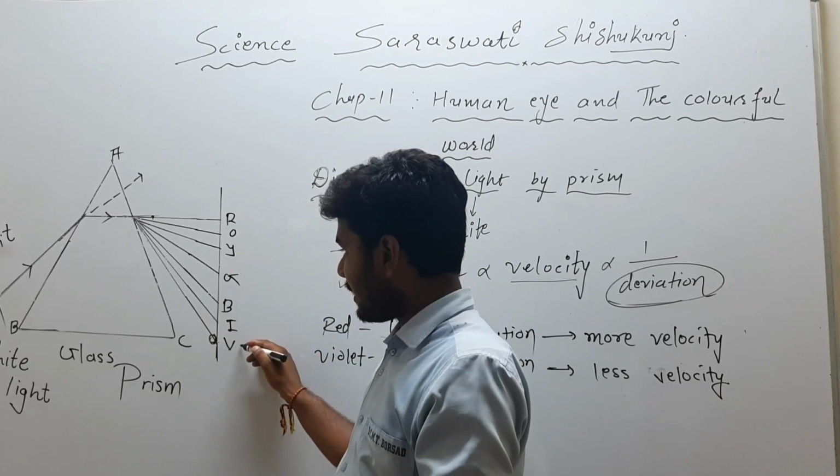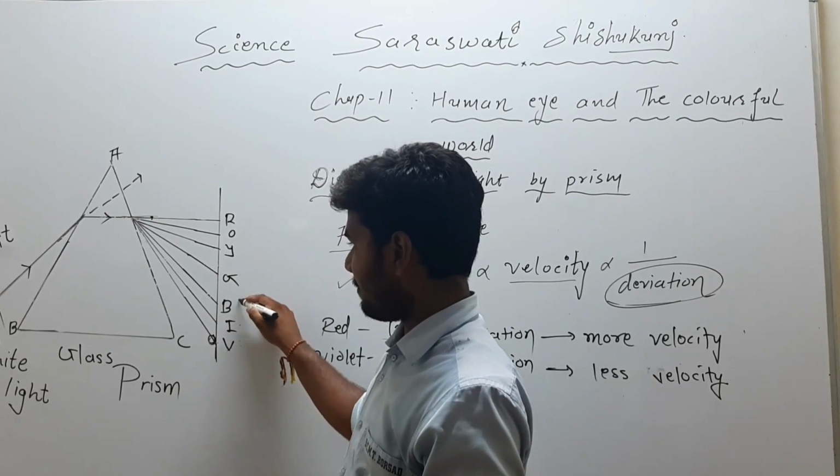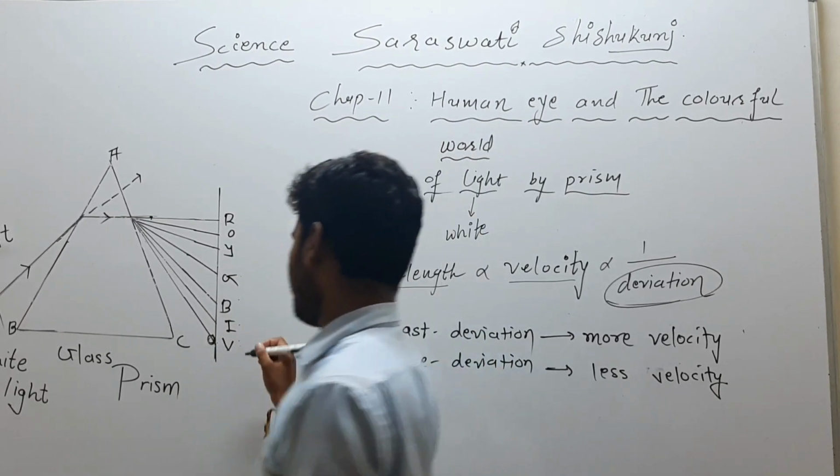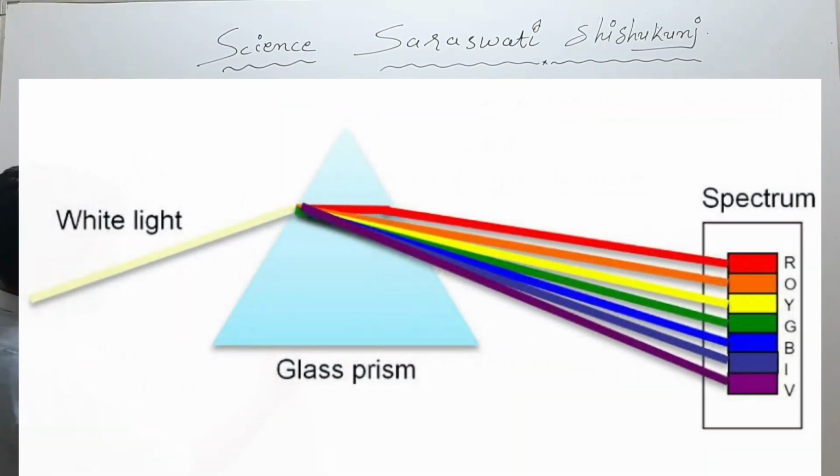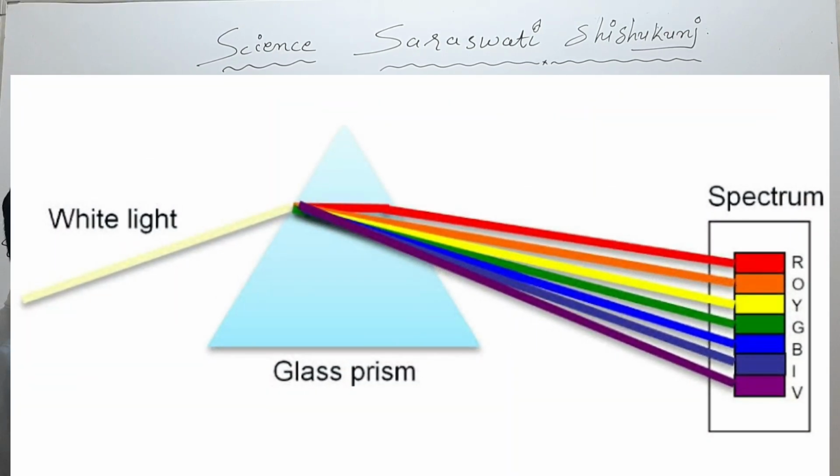Then here you can understand this VIBGYOR. V-I-B-G-Y-O-R. V is violet, I is indigo, B is blue, G is green, Y is yellow, O is orange, and R is red.